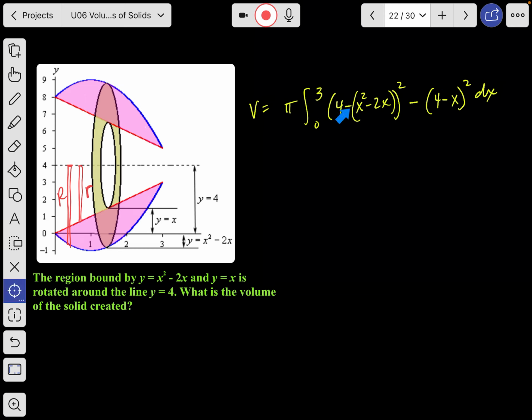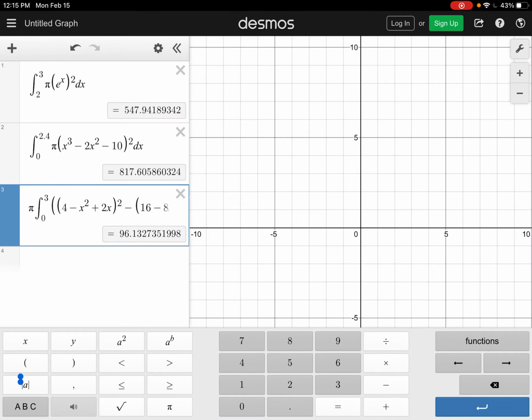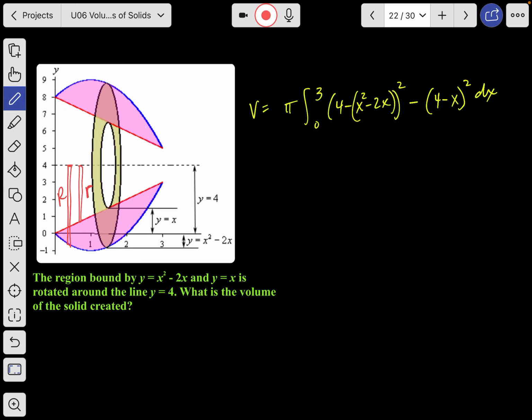We can clean this up a bit, distribute the negative in that first set of parentheses, but pretty much I'm just going to go straight to Desmos, and we can plug it in. And I believe this is the last one I plugged in, and you can see in line 3 I did go ahead and distribute the negative, and just when you're putting in, make sure you're squaring both of those. I also expanded the second parenthesis, the binomial 4 minus x, and that's why we have 16 minus 8x plus x squared dx, don't forget the dx, and we get about 96.133.